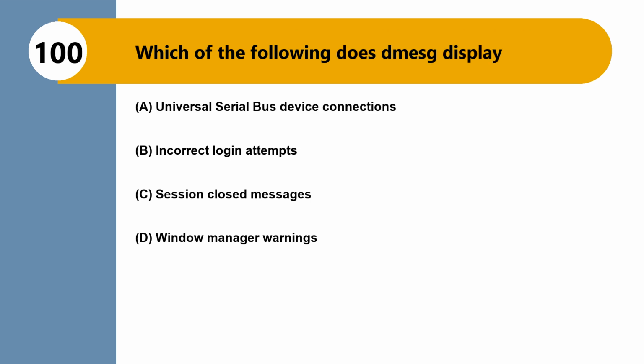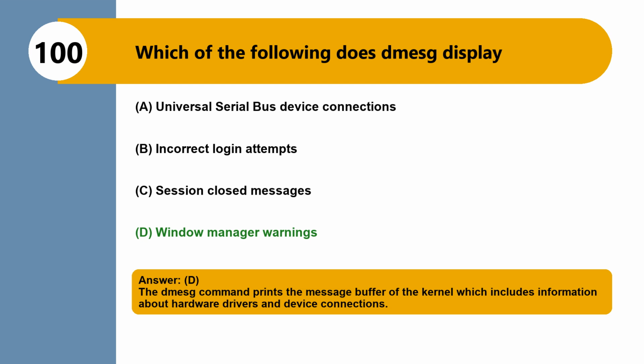Question 100. Which of the following does DMESG display? Option A, universal serial bus device connections. Option B, incorrect login attempts. Option C, session closed messages. Option D, window manager warnings. The correct answer is option D, window manager warnings. The DMESG command prints the message buffer of the kernel, which includes information about hardware drivers and device connections.